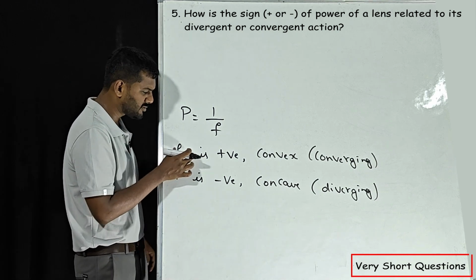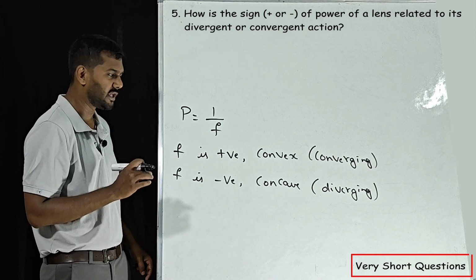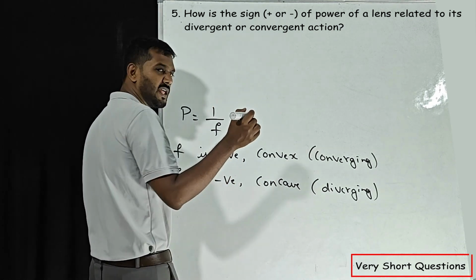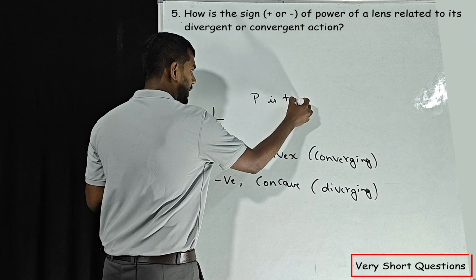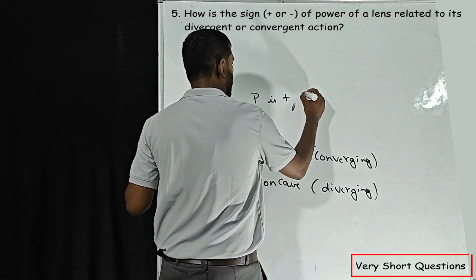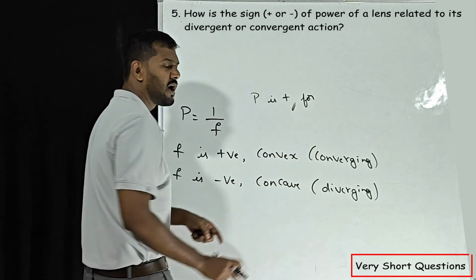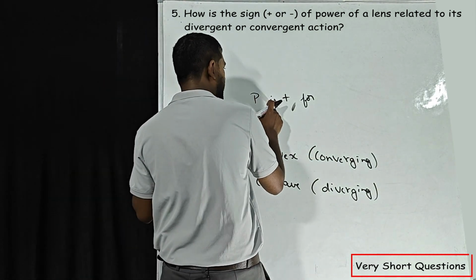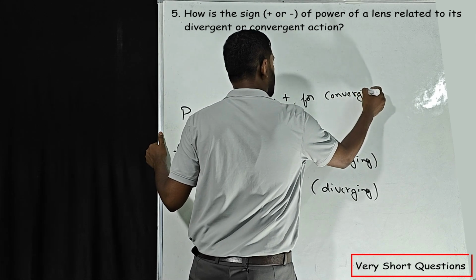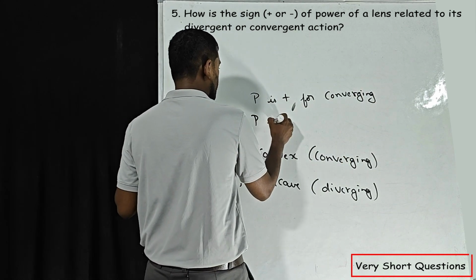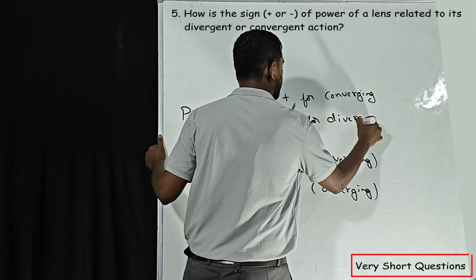So if F is positive, then power will also be positive, correct. So you don't have to write all these things. You can write the exact answer required for this question: power is plus for what lens? That is convex. We know convex lenses are converging lenses, correct. So power is plus for converging, power is negative for diverging.